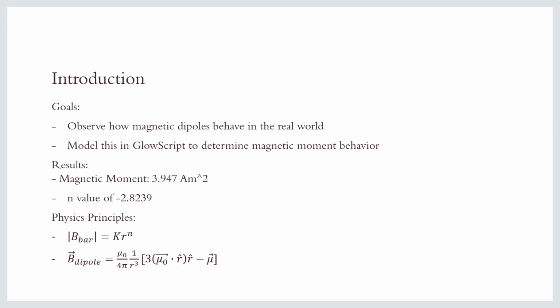And the physics principles we used were this formula for the magnitude of the magnetic field of the bar, which is this relation Kr to the N, and then Biot-Savart law for the magnetic field of a dipole, shown below.